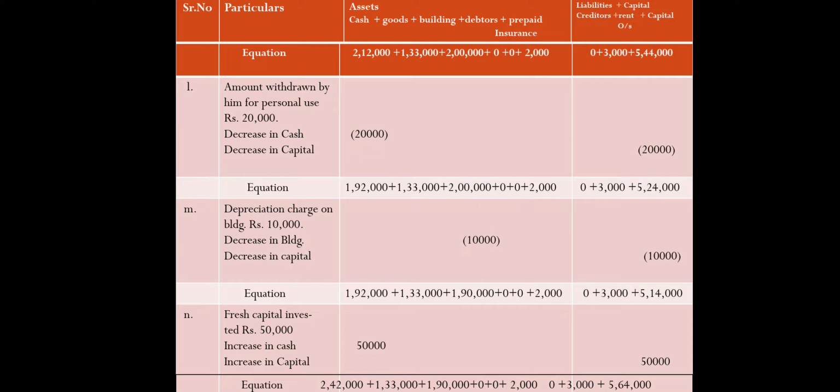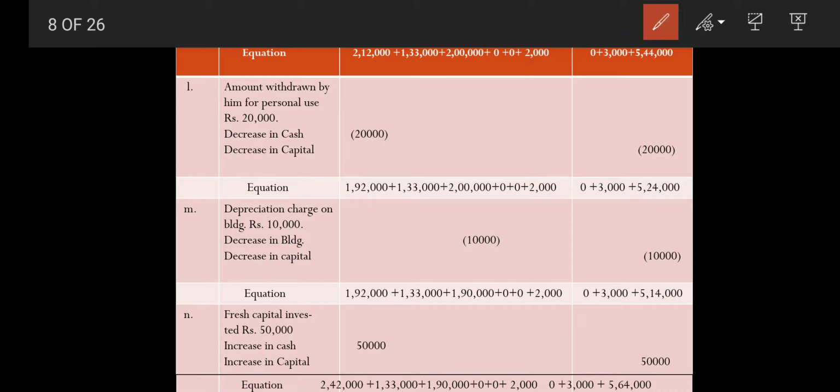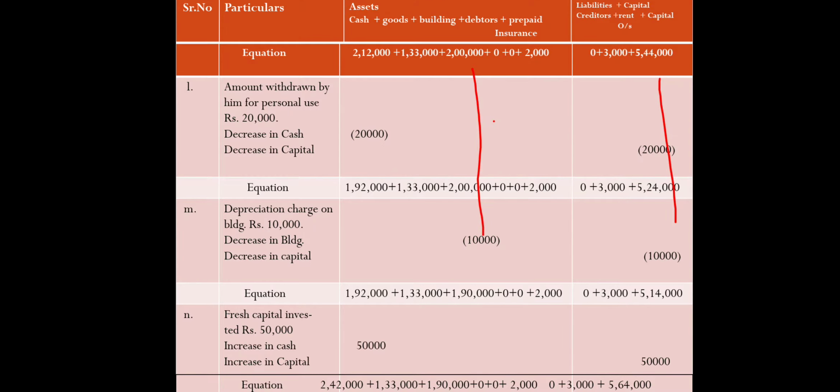Depreciation charge on building 10,000. So there is a reduction in the value of the building, that is, building will reduce by 10,000. From 2 lakhs, 10,000 will be reduced, and at the same time there will be a reduction in the capital. Why? Because it's a loss. So you can see over here 2 lakhs minus 10,000 gives you 1,90,000 as the total of building, and capital will be reduced by 10,000.